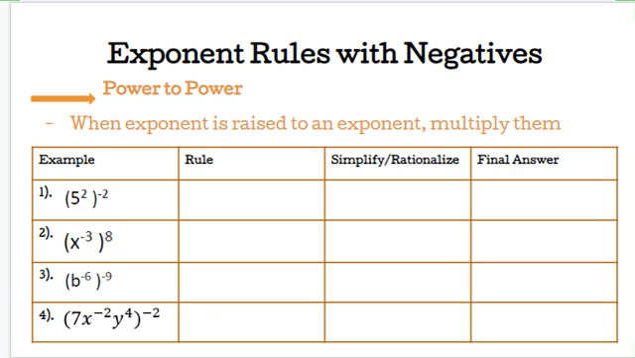So example 1, we have 5 to the second power raised to the negative second power. So we're going to keep the base, which is a 5, and then we're going to take 2 times the other power, negative 2. That's going to give us 5 to the negative fourth power. Now we can't accept this answer because we can't have an answer with negative exponents in it.